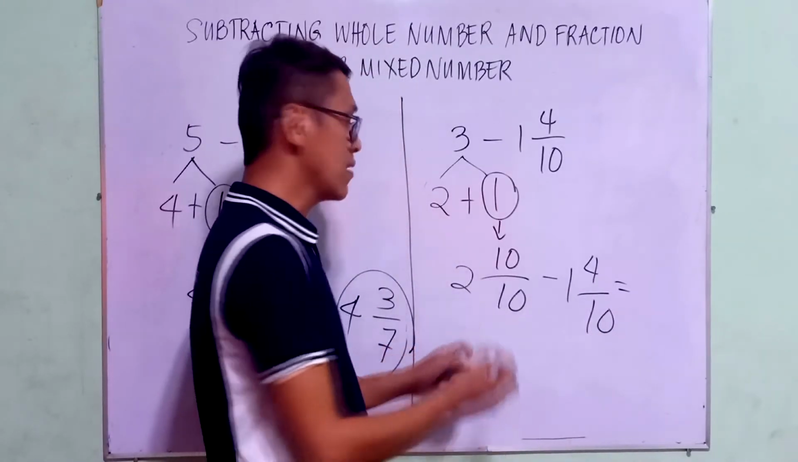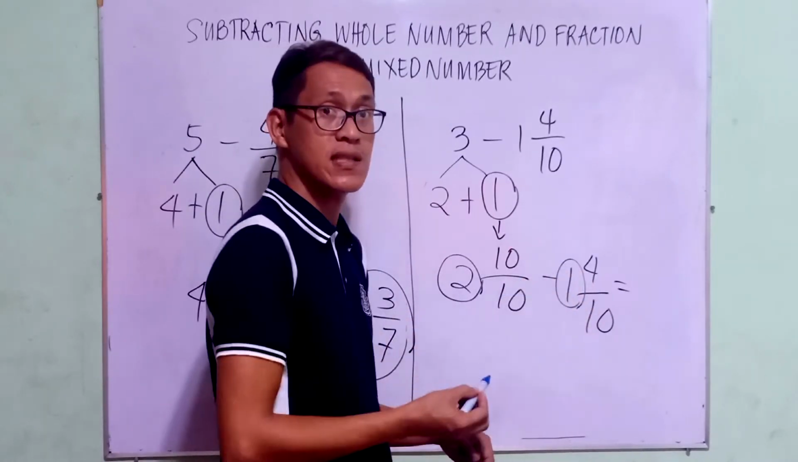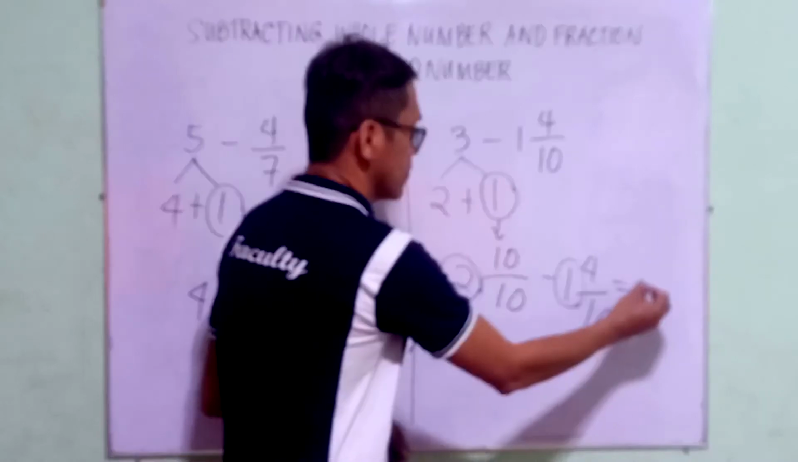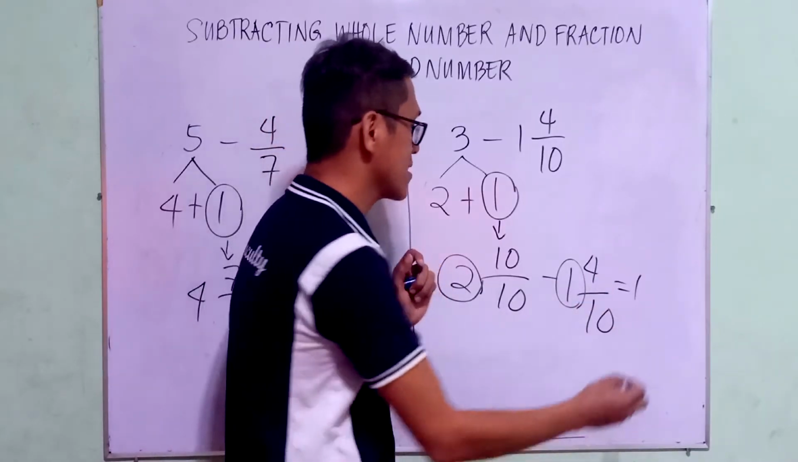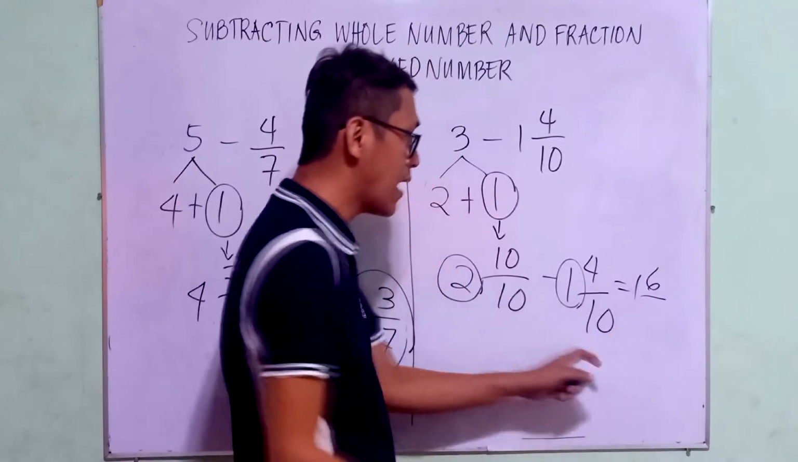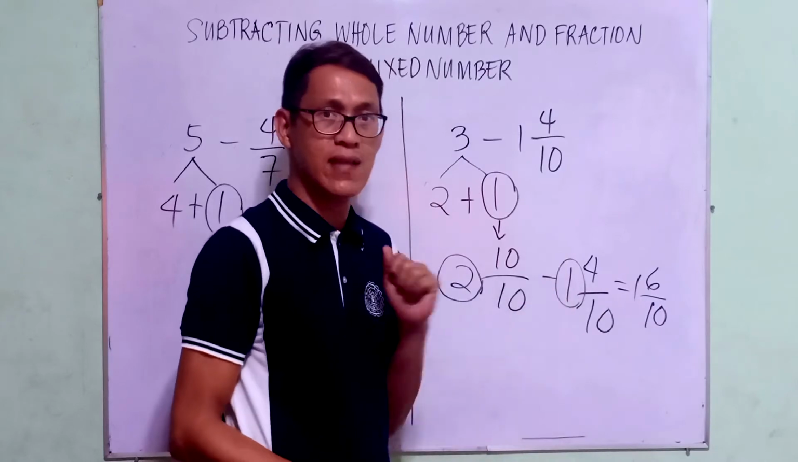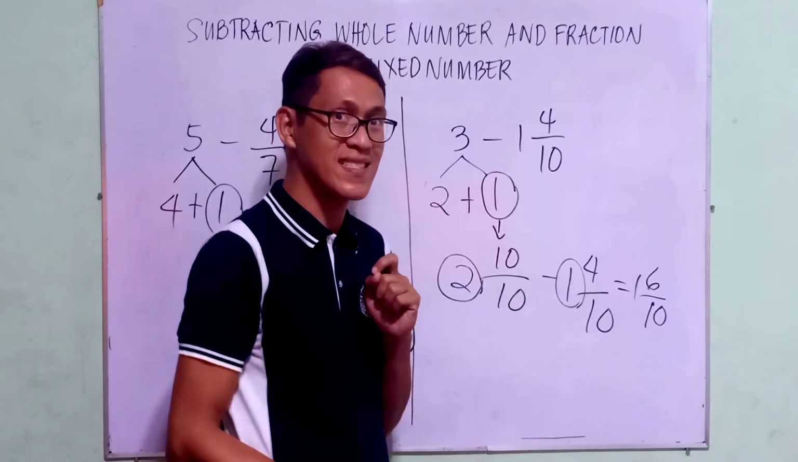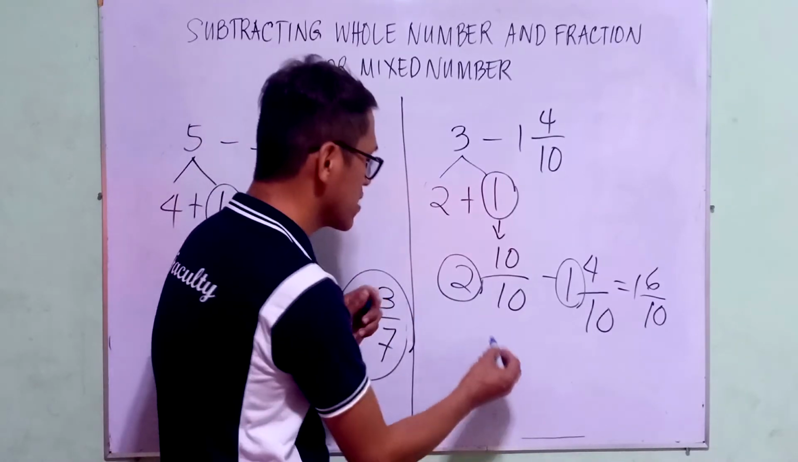Let's start with the whole number. 2 minus 1 is 1, correct. Then 10 minus 4, that's 6. You're correct. Then just copy the 10. So we have 1 and 6/10. But the 6/10 is not in simplest form. So let's change that to simplest form.